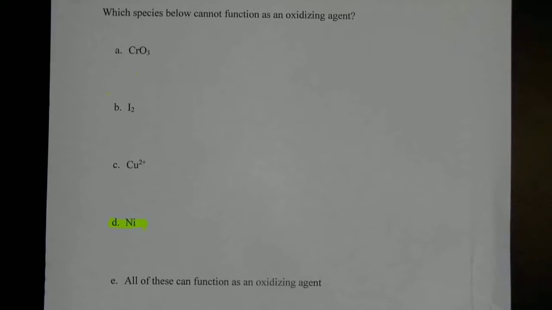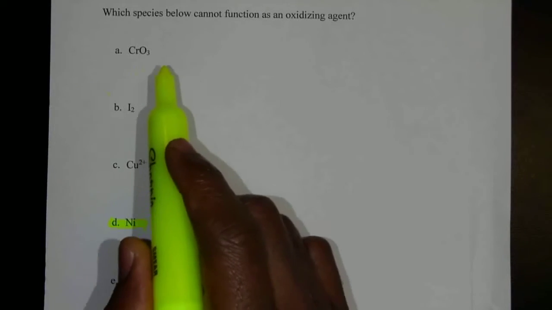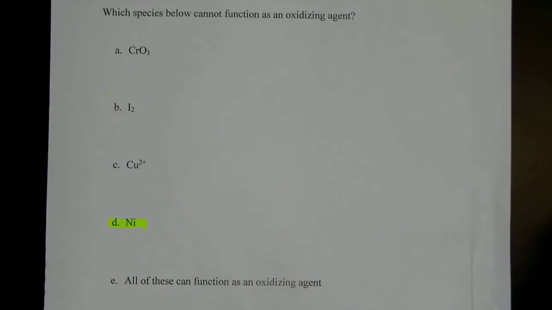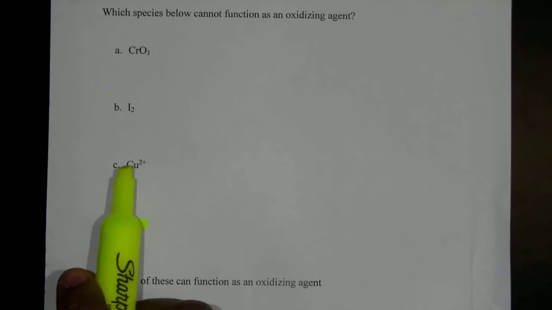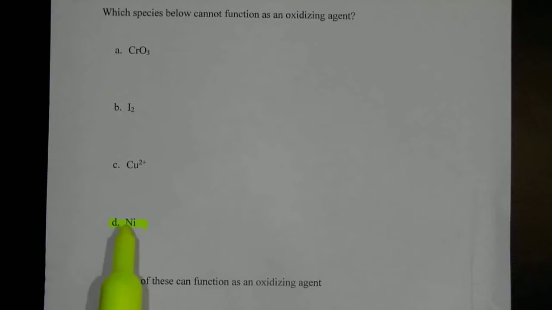Today I have the dubious pleasure of providing an in-depth explanation to the most missed question on Chem 1442 Exam 4, and it reads: which species below cannot function as an oxidizing agent? A. CrO3, B. I2, C. Cu2+, or D. Ni, or E. All of these can function as an oxidizing agent.